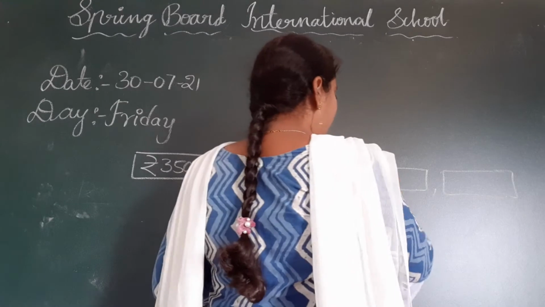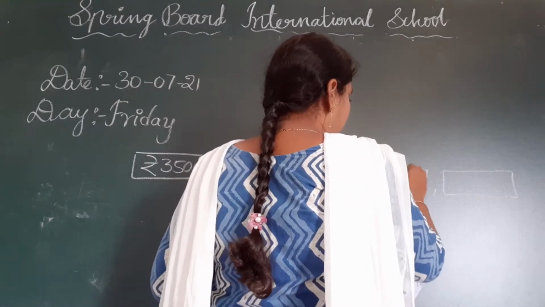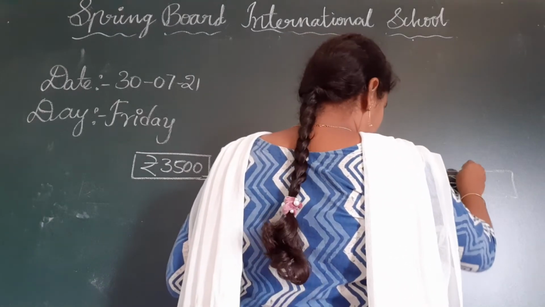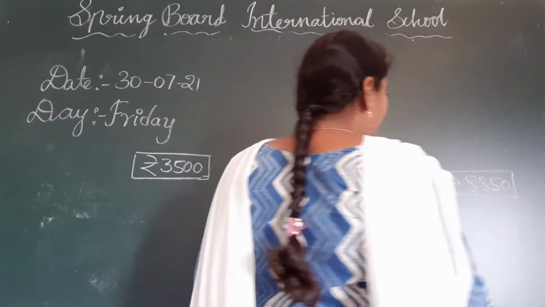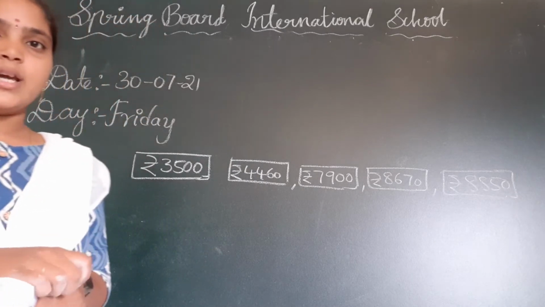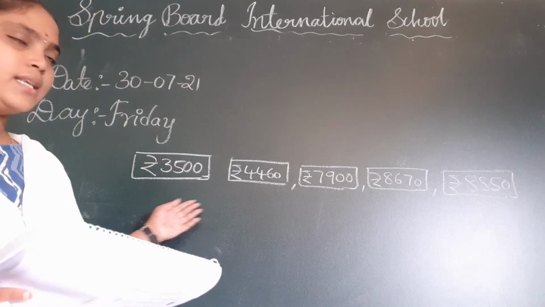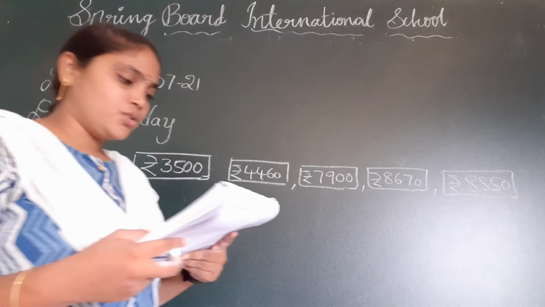And then the cost of the sofa, 8670, and the bed, 8850. How to arrange the prices from smallest to highest?